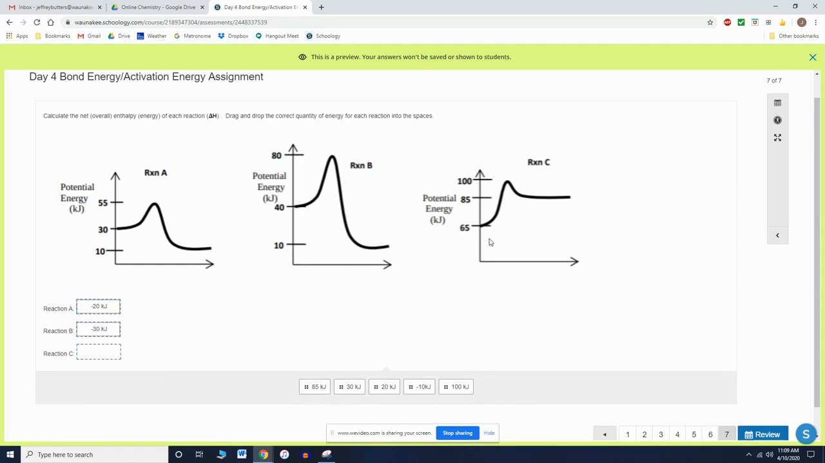The last reaction is endothermic because there is a net gain of energy. This reaction is going from 65 kilojoules to 85 kilojoules. That is a net gain of 20 kilojoules of energy.